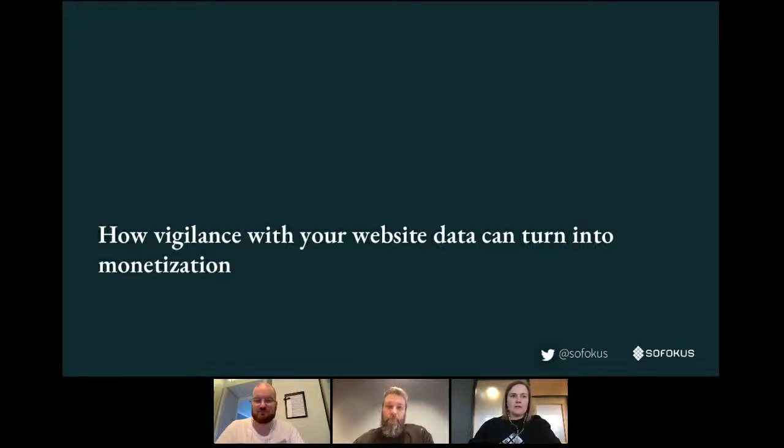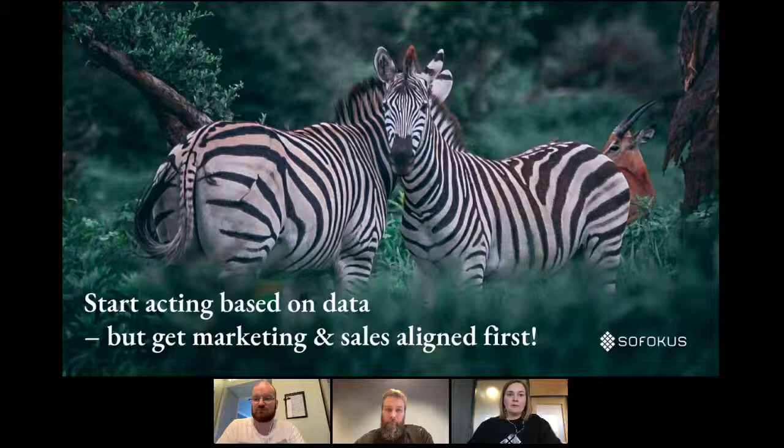Okay, so we talked about the KPIs and how you can visualize them, but how can you turn it into money? I guess that's the next question. I would say, start acting based on that data. When you see what's going on and you are tracking the right things, start acting on it. But I know it's more easily said than done. So what I would suggest is to get your marketing and sales aligned first before you start acting.